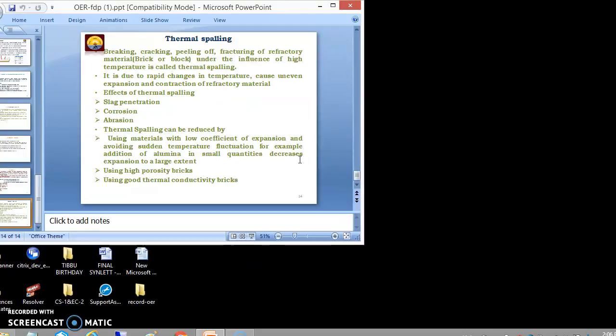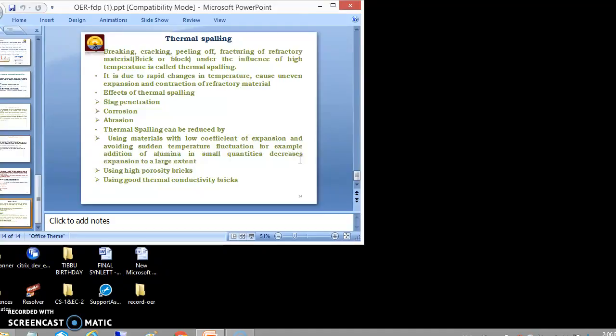The next property is thermal spalling. Thermal spalling is nothing but breaking, cracking, peeling off, fracturing of refractory material under the influence of high temperature. It is due to rapid changes in temperature that cause uneven expansion and contraction of refractory materials. Effects of thermal spalling: slag penetration will take place, and corrosion takes place very severely. Abrasion also takes place very severely.